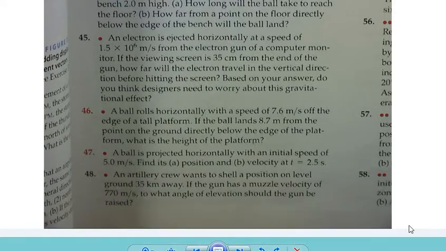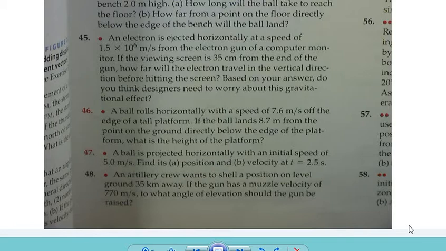This is the one, right? So for 46, it says the ball rolls horizontally with a speed of... didn't I do that one already? No, I did 44. Yeah, it's similar. Off of a tall platform, if the ball lands 8.7 meters from the point on the ground directly below the edge of the platform, what is the height of the platform?